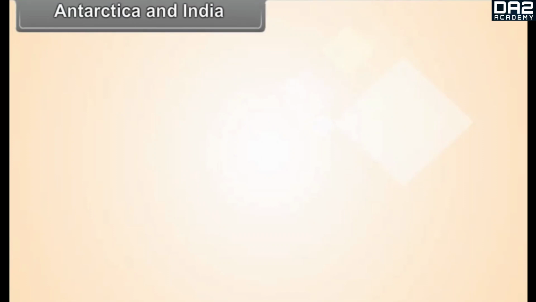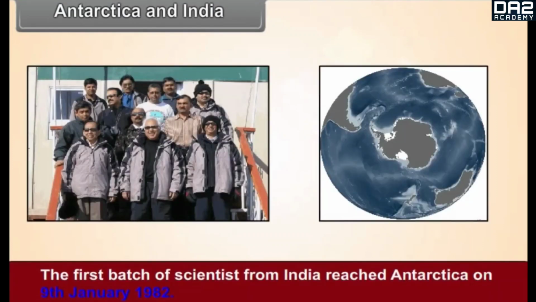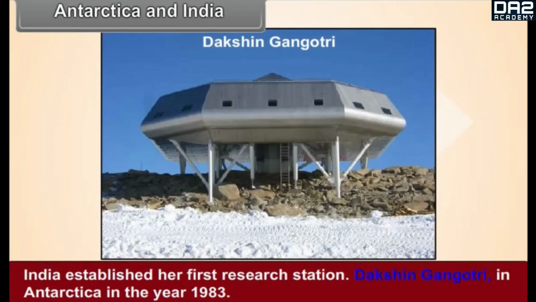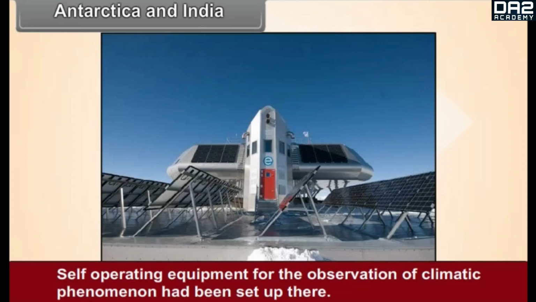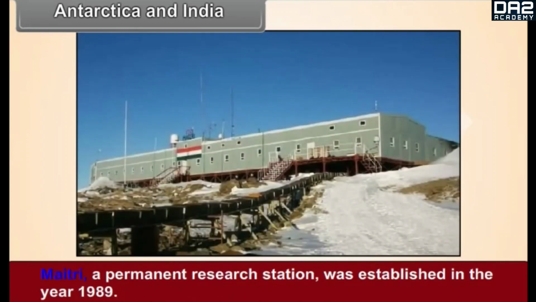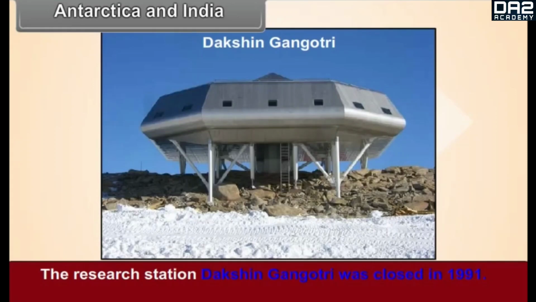Antarctica and India. The first batch of scientists from India reached Antarctica on 9 January 1982. India established her first research station, Dakshin Gangotri, in Antarctica in the year 1983. Self-operating equipment for the observation of climatic phenomena had been set up there. Maitri, a permanent research station, was established in 1989. The research station was closed in 1991.